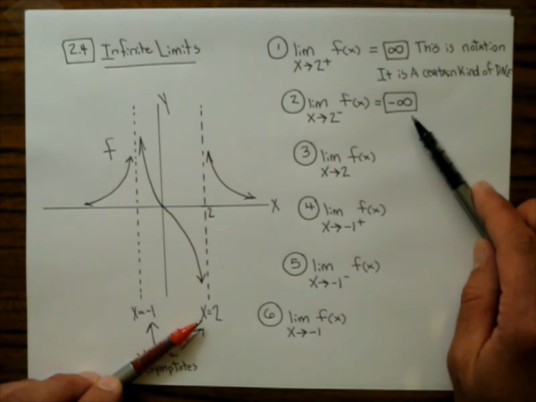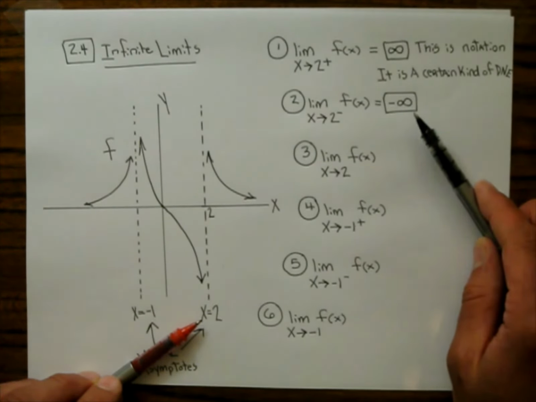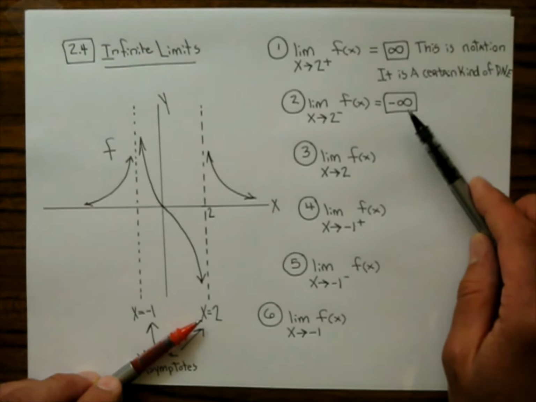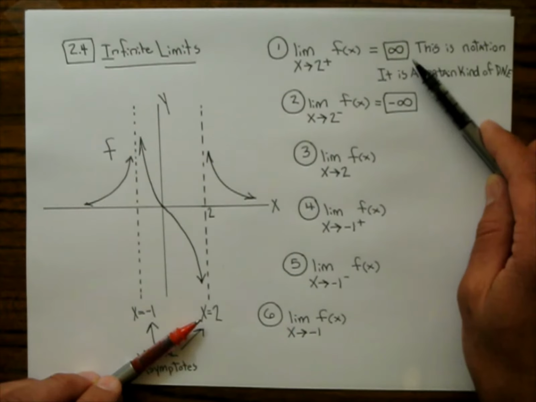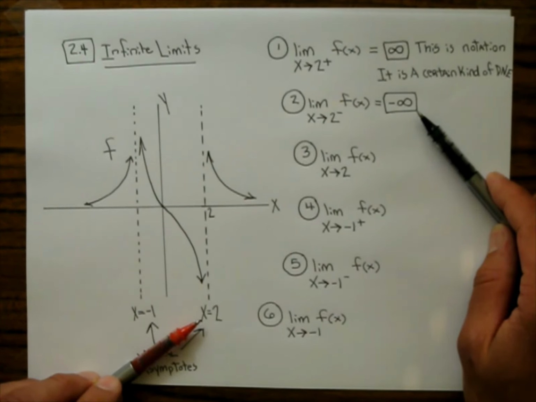Now in the homework and on the test, on these problems, you do not want to put, for problem 1 and problem 2, just DNE. You have to actually be more specific and say infinity for 1, negative infinity for 2.